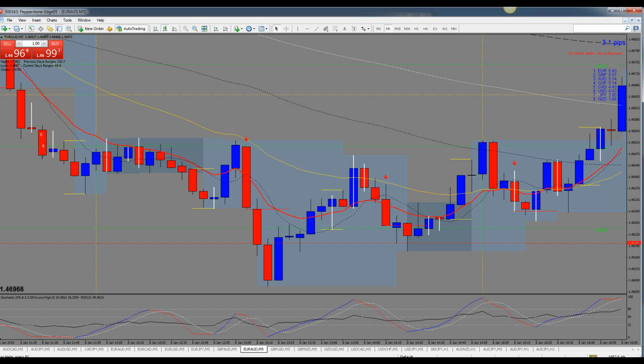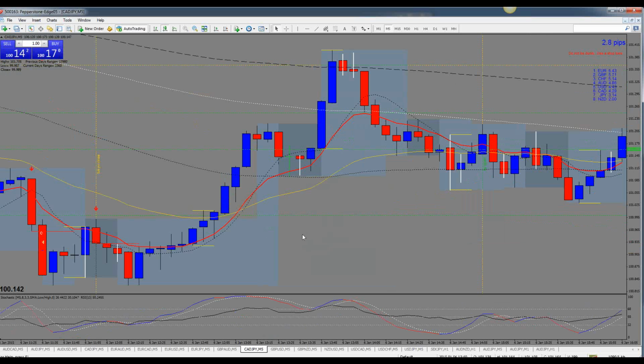Gotcha. Okay. Let's go to CAD yen. CAD yen. Where are you? Here's the CAD yen signal bar. Right here. Enter.